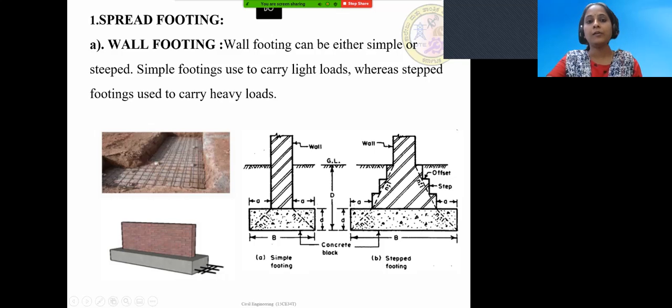It is based on the load carrying capacity. Whether it has to carry a small load or a heavy amount of load, based on that we'll decide whether to choose the simple footing or the stepped footing. Okay, we'll move on to the next type.